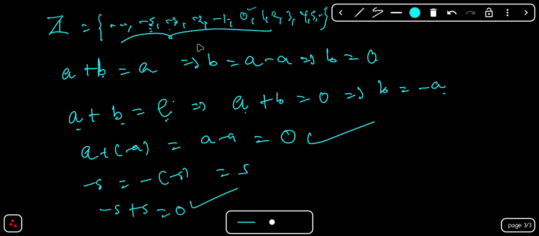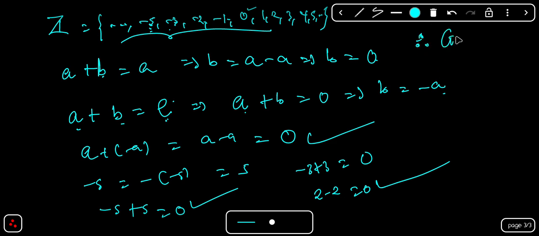That is, -5 plus 5 gives 0. Let's take the inverse of -3. It will be positive 3, that is, -3 plus 3 gives 0. The inverse of 2 is negative 2, so 2 minus 2 gives 0. So we can say that the four properties are satisfied. The closure property is satisfied, the associative property is satisfied, we have the identity element, which is 0, and each element in Z is invertible. Therefore, since all these four properties are satisfied, Z under addition is a group.